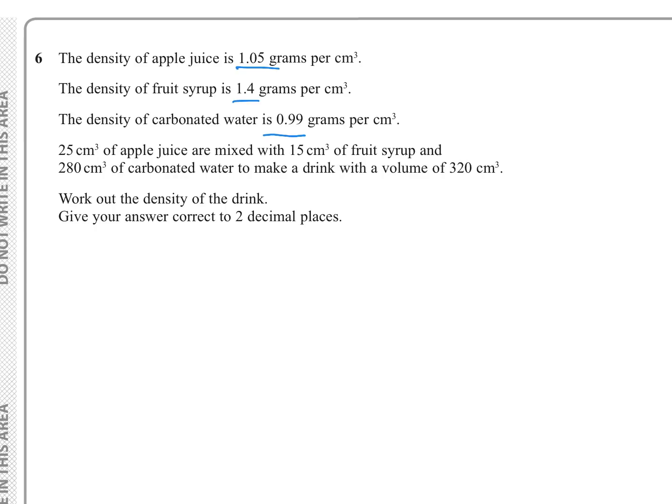And it gives you the volumes of each of the apple juice, the fruit syrup, and the carbonated water. And what we have to try and work out is that if the volume of the drink that is made is 320 centimetre cubed, then what's the density of the drink?